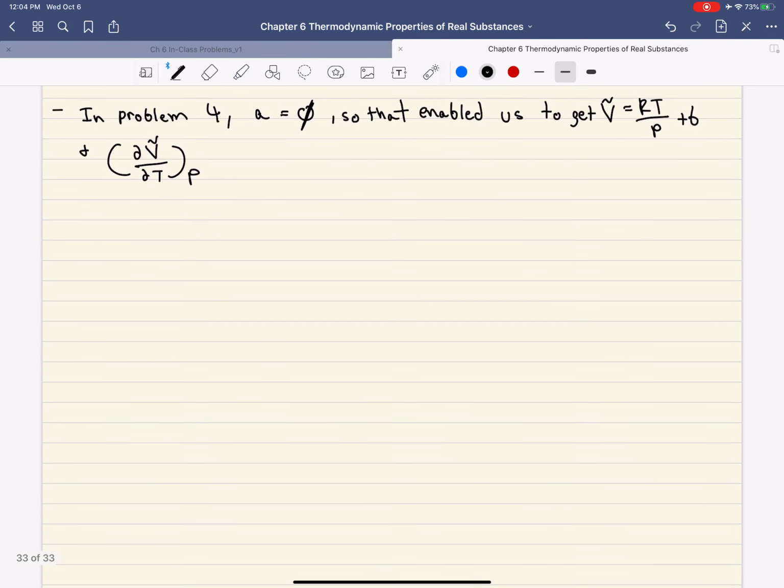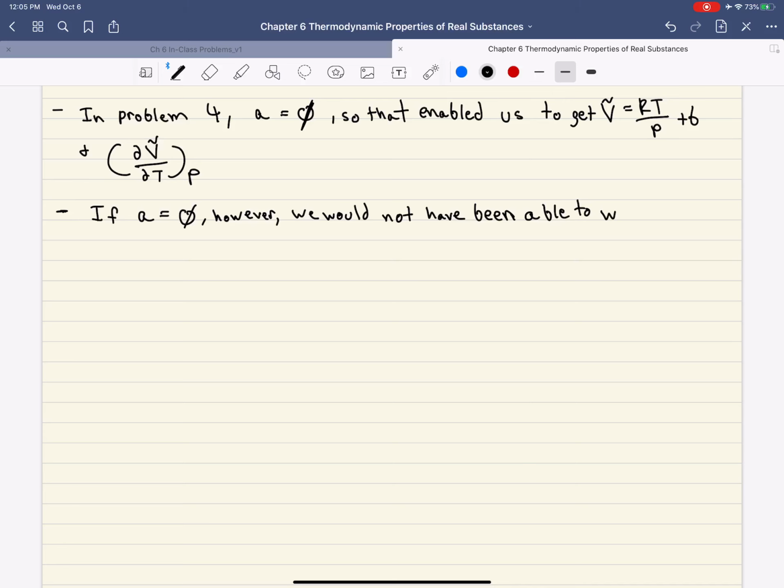Right? But this was a hypothetical situation and a very contrived situation, because for almost all chemicals that follow the van der Waals gas equation of state, A is not going to be 0. In fact, A is typically a very significant term. Alright, and so in that case, if A is not 0, we wouldn't have been able to just rearrange our equation of state very easily, or at all.